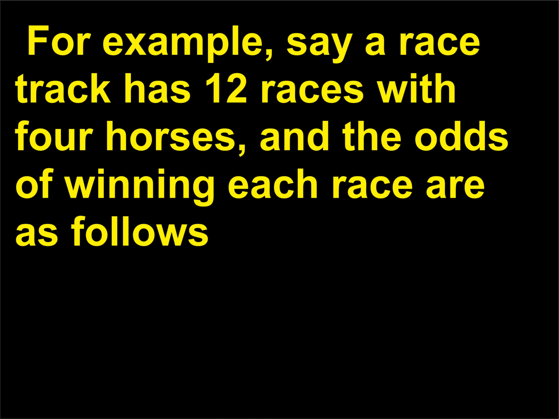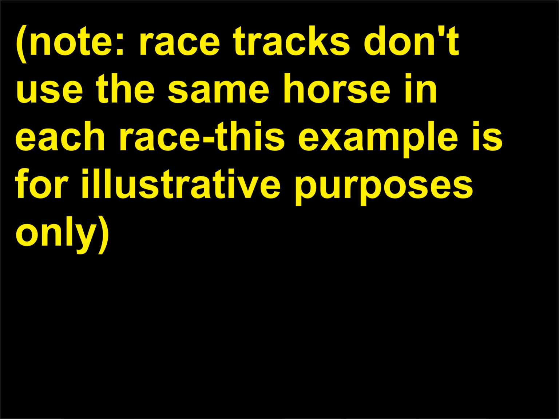For example, say a racetrack has 12 races with 4 horses, and the odds of winning each race are as follows. Note: racetracks don't use the same horse in each race. This example is for illustrative purposes only.